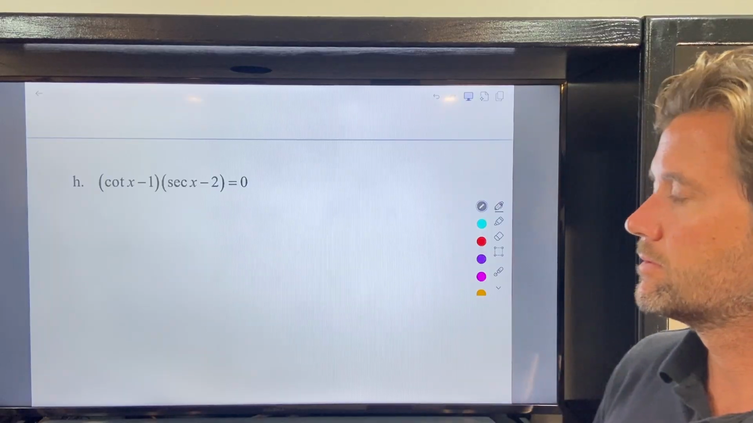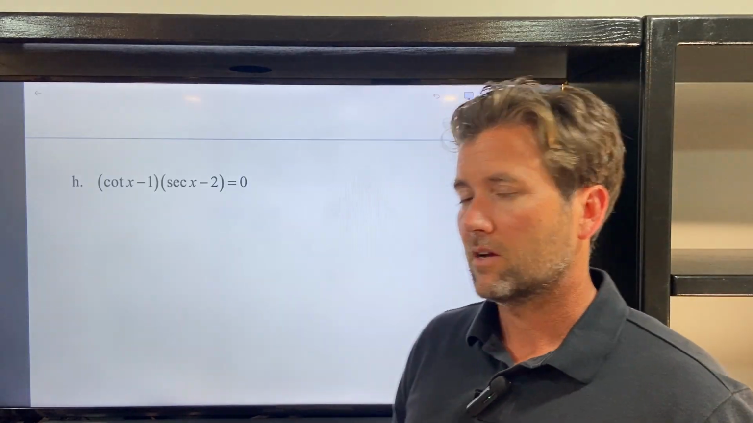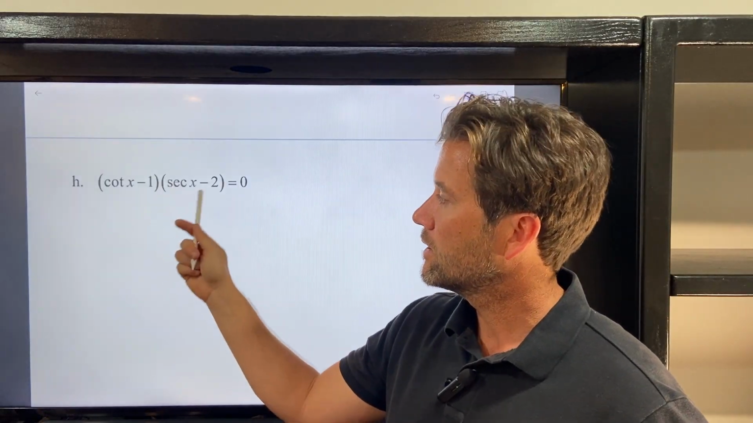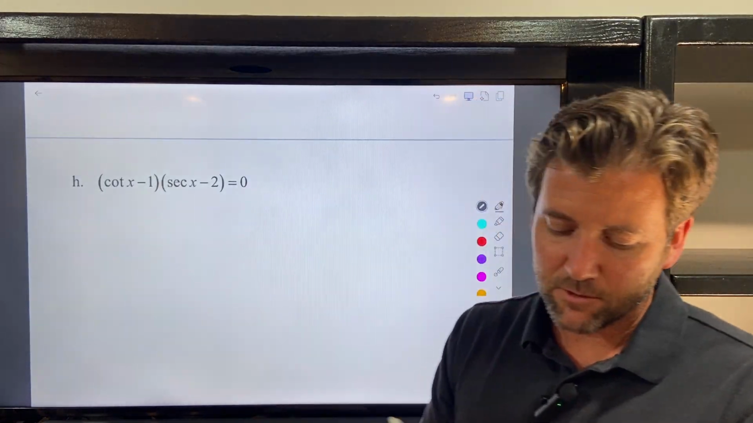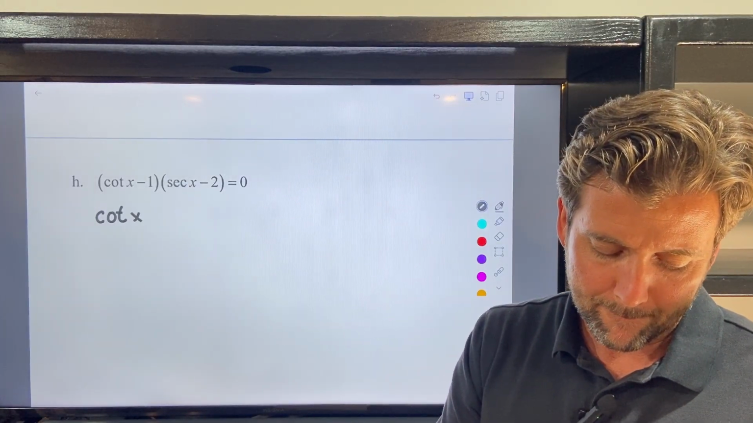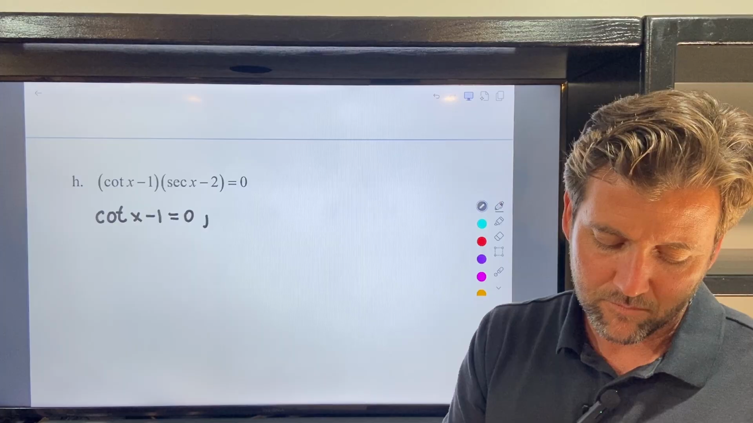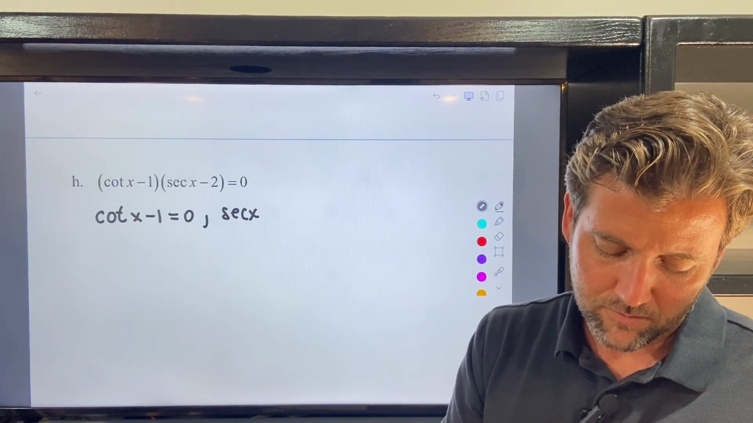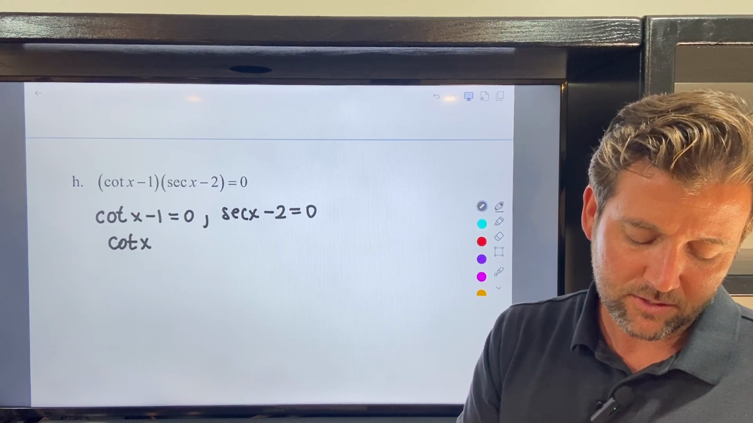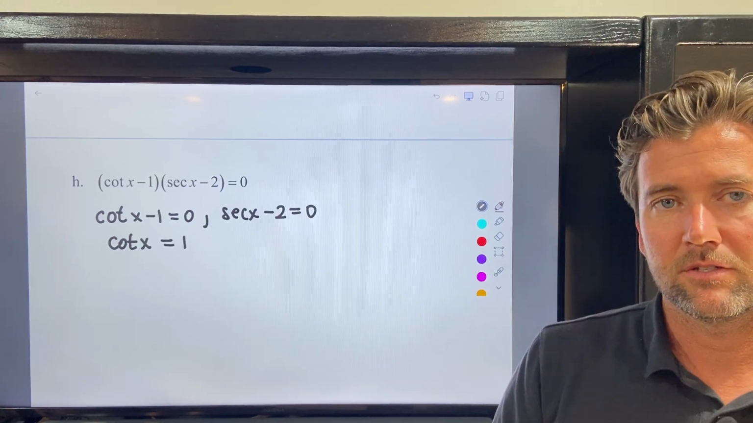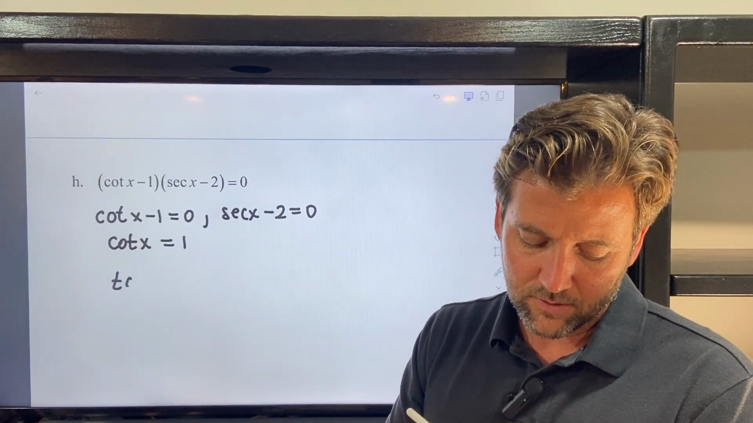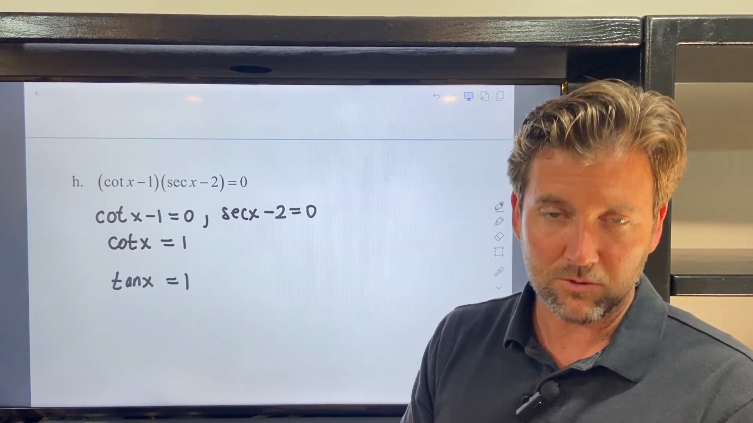Part H. This problem is already factored. I love that. I'm going to use the zero product property. This product is 0, so I'm going to set each of these factors equal to 0. I'm going to solve for cotangent of x by adding 1 to both sides. Now, the reciprocal of cotangent is tangent of x, and the reciprocal of 1 is 1.